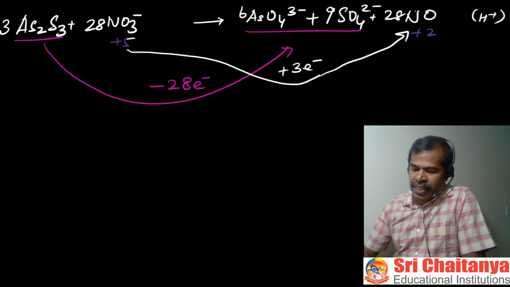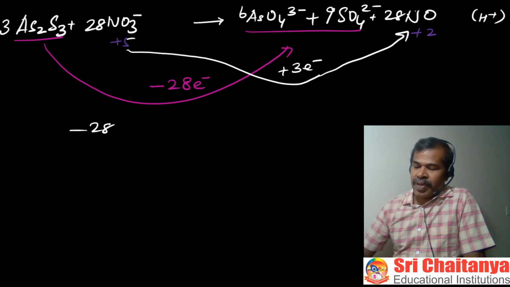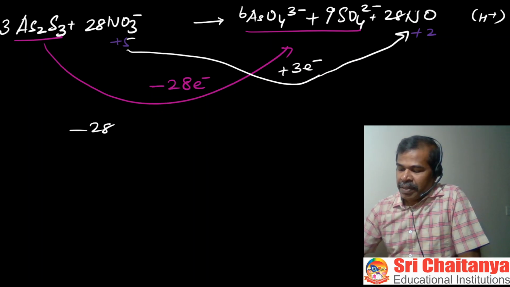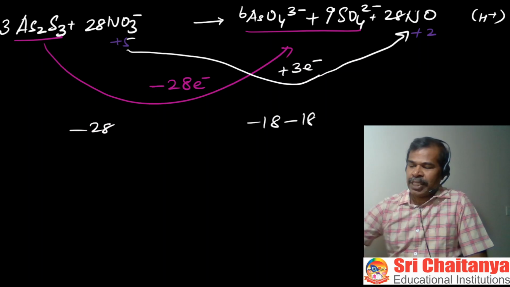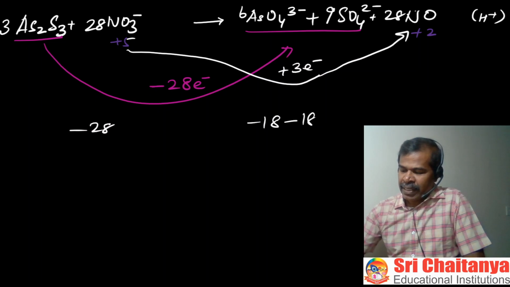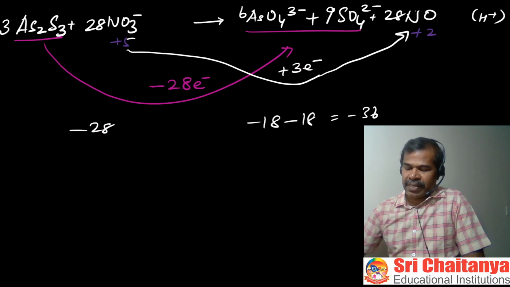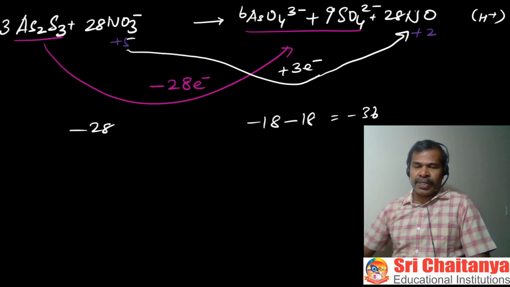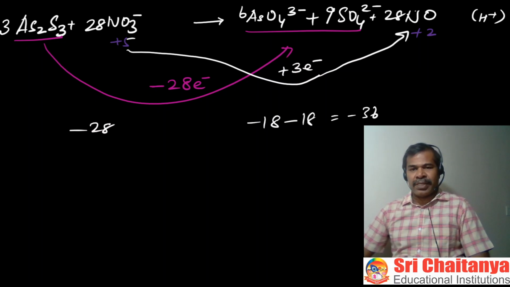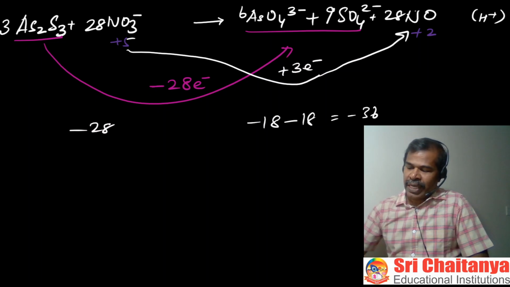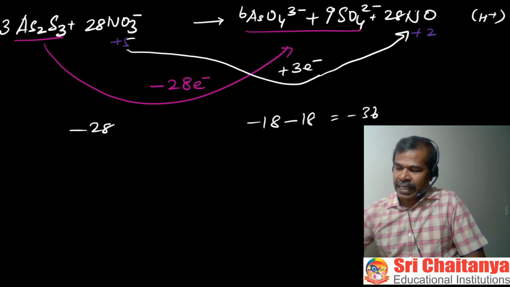Next, balance the charges. Here the charge is minus 28. On the right hand side the charge is 6 into 3, minus 18, minus 9 into 2, 18, and there is no charge on NO. H plus we leave. So the charge here is minus 36. Now we need to add H plus on a suitable side to equate the charges. So where should we add? Minus 28 versus minus 36, 8 is the difference, so you can add 8 H plus on the right hand side.